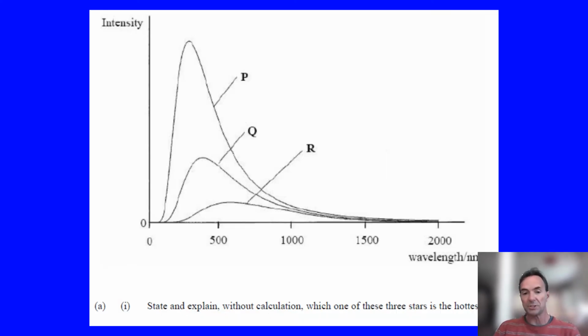So, what do questions look like? State and explain without calculation which of these stars is the hottest. So we've got P, Q, and R. We look at the wavelength. Where's our shortest wavelength? It's got to be this one. It's got to be P. Because Wien's law, state Wien's law, the shorter the wavelength, the higher the temperature. So therefore, P is the hottest of the three stars. You don't need any numbers at all.